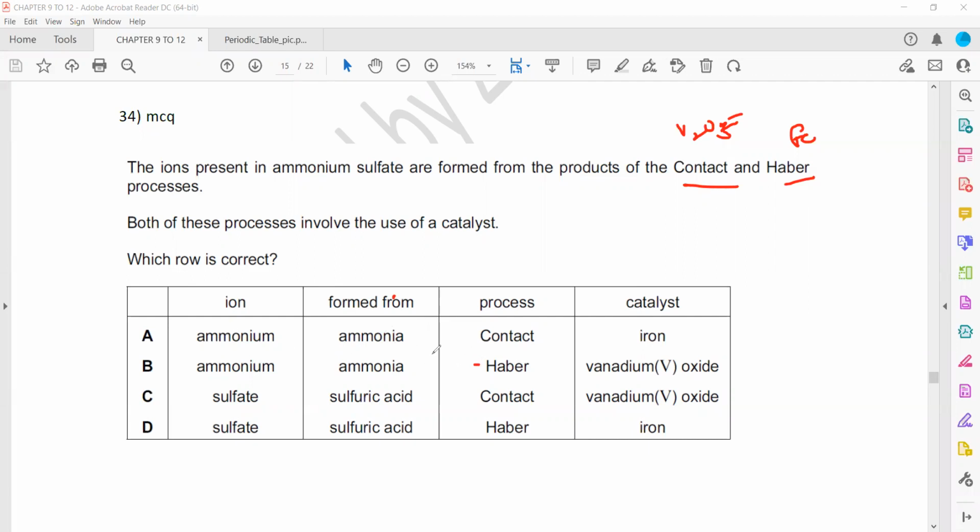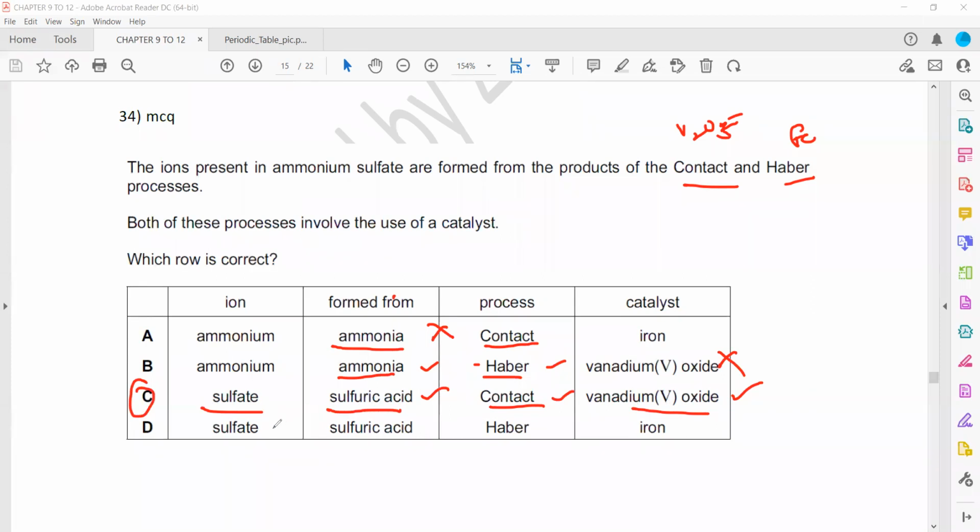Why is A wrong? Because this does not match. Ammonia cannot be produced by a contact process, so A is wrong. Then B: ammonia is by the Haber process, but the catalyst is wrong. The catalyst is iron, not vanadium pentoxide. The third one, sulfuric acid, is produced by a contact process, and the catalyst is vanadium pentoxide, V2O5. And the ion present is a sulfate ion, so C is the right answer.